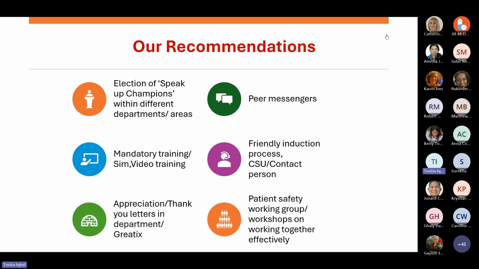So these were some of our recommendations, and that's it from my side. And I will hand over to Janice. She's our Freedom to Speak Up guardian, and she will continue from here on.